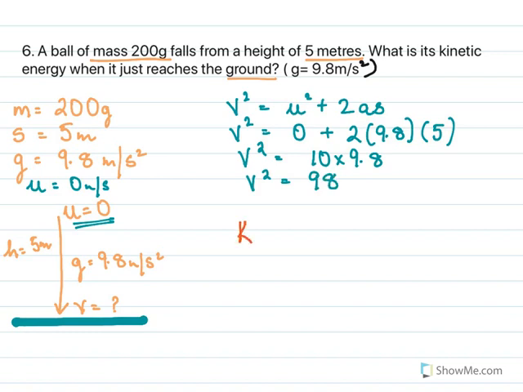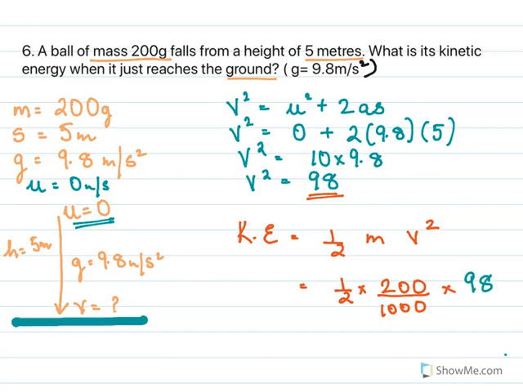Now to find kinetic energy, it is half mv square. So half, we saw the mass is 200 gram, but why am I putting over 1000 to make it kilogram? Because it has to be converted into SI unit. And the v square we saw is 98. So for v square we'll put 98. And when you cancel this, you get 98 over 10, 9.8 joule.